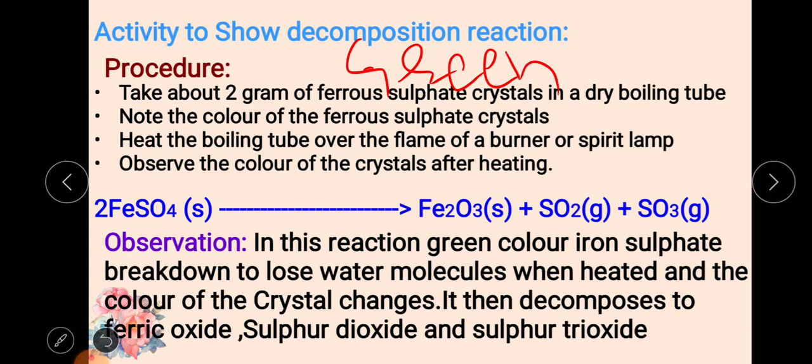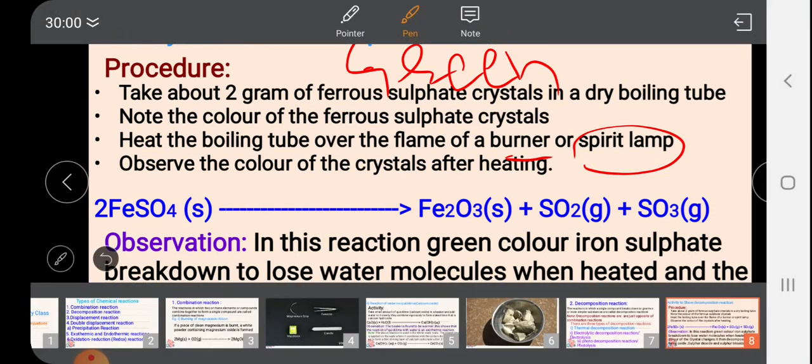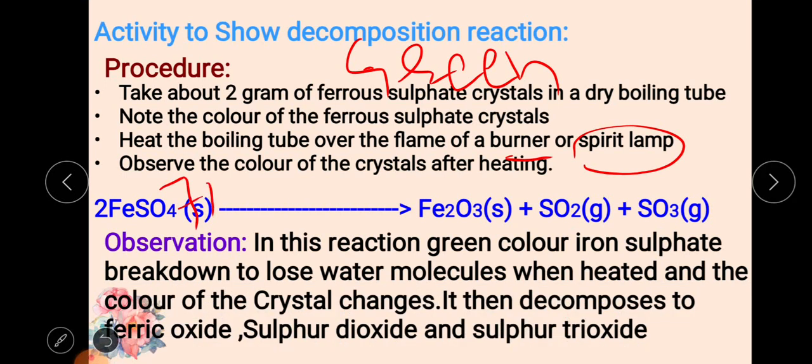So this green colored ferrous sulfate crystals, when you start heating the boiling tube over the flame in a burner or in a spirit lamp, it changes its color from green to white. A white precipitate forms. Why? Because it loses the water molecules. This iron sulfate contains 7 molecules of water, 7H2O.